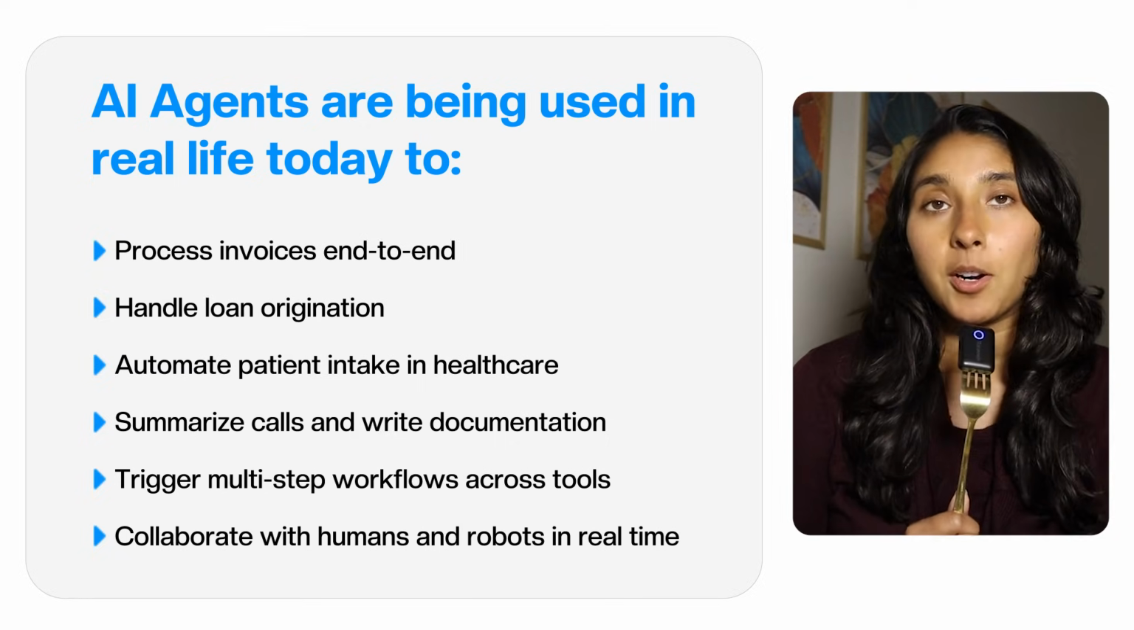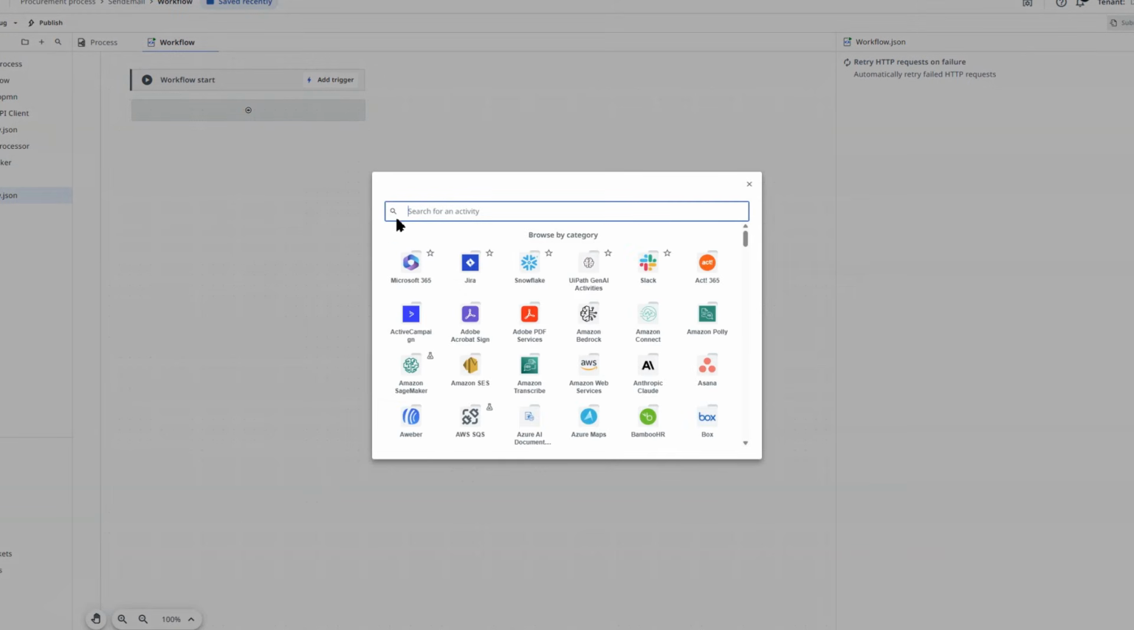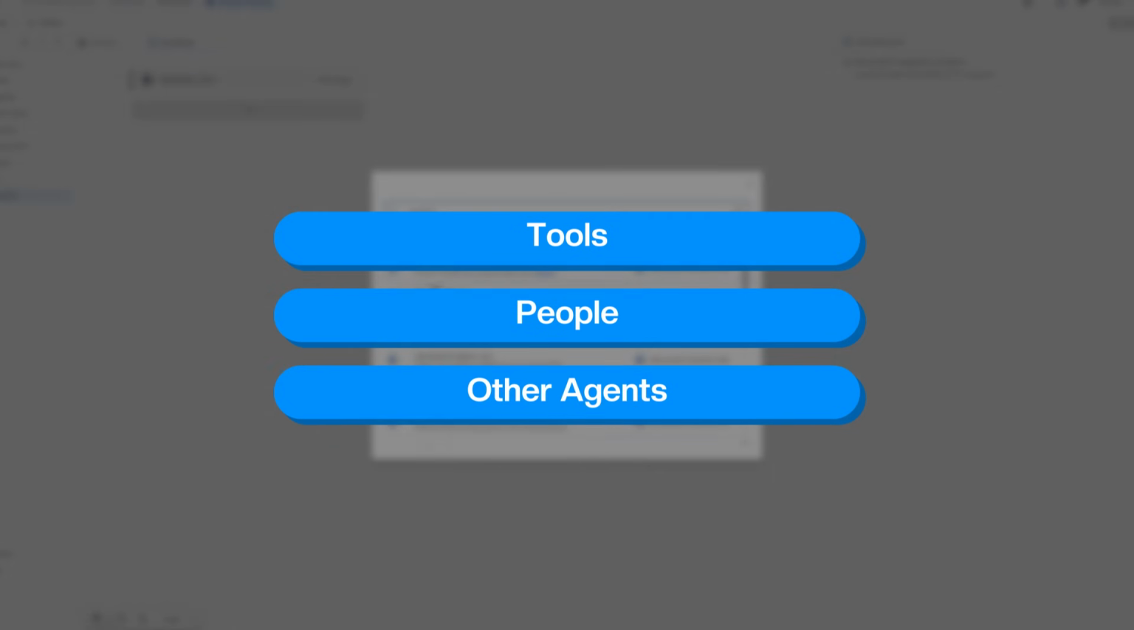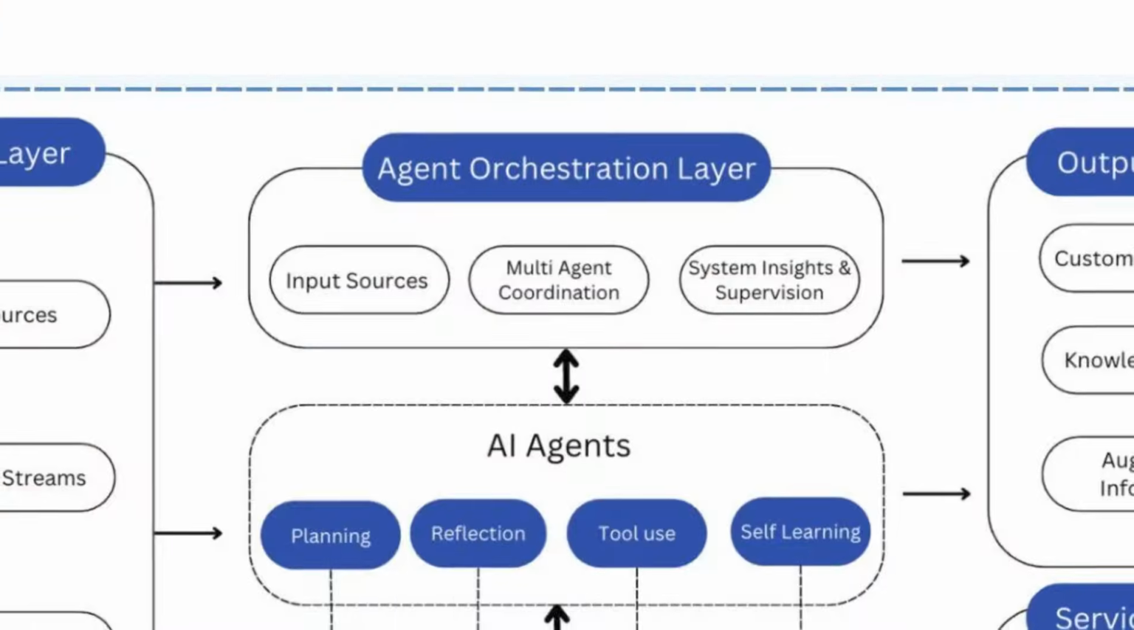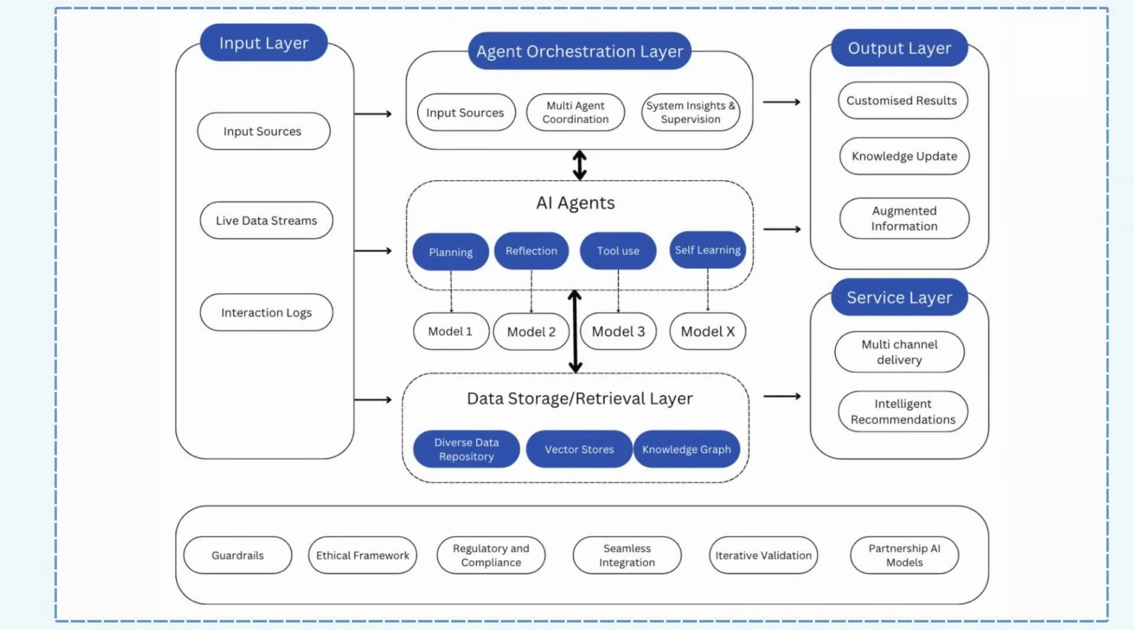And the most complex part of all of this is the agentic orchestration, which coordinates AI agents with tools, people, and other agents, ensuring they work well together. So it's a process that orchestrates which agents interact with each other and how they all work together to accomplish the same goal. So that's why I'm using UiPath as an example.